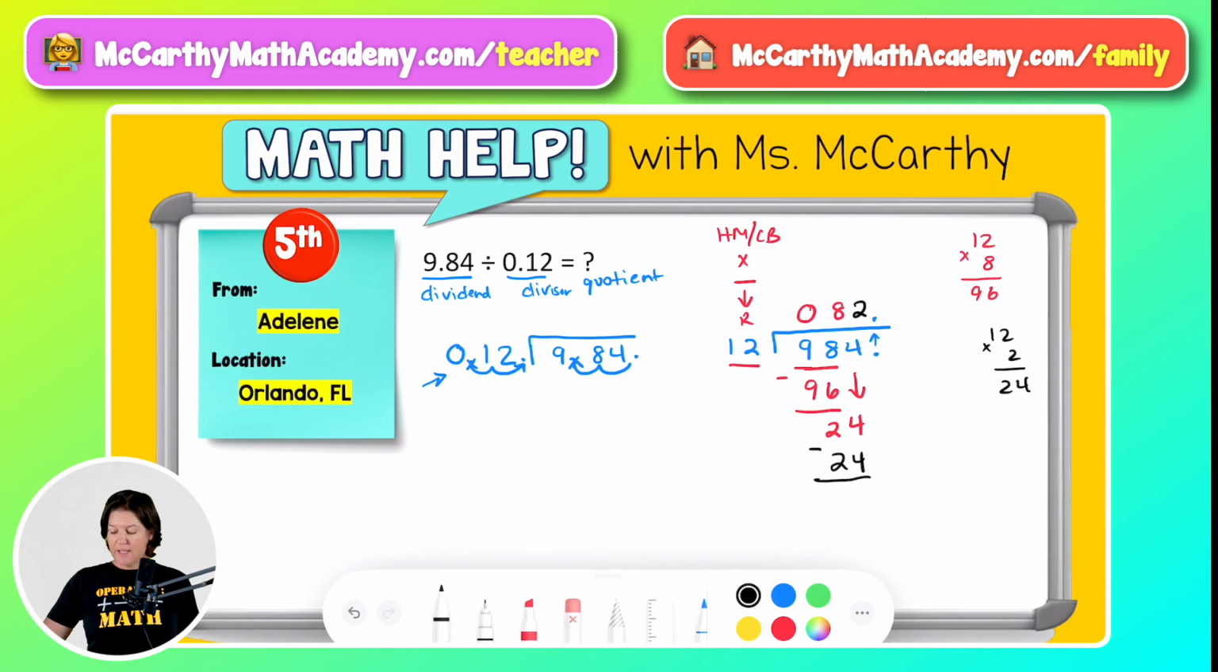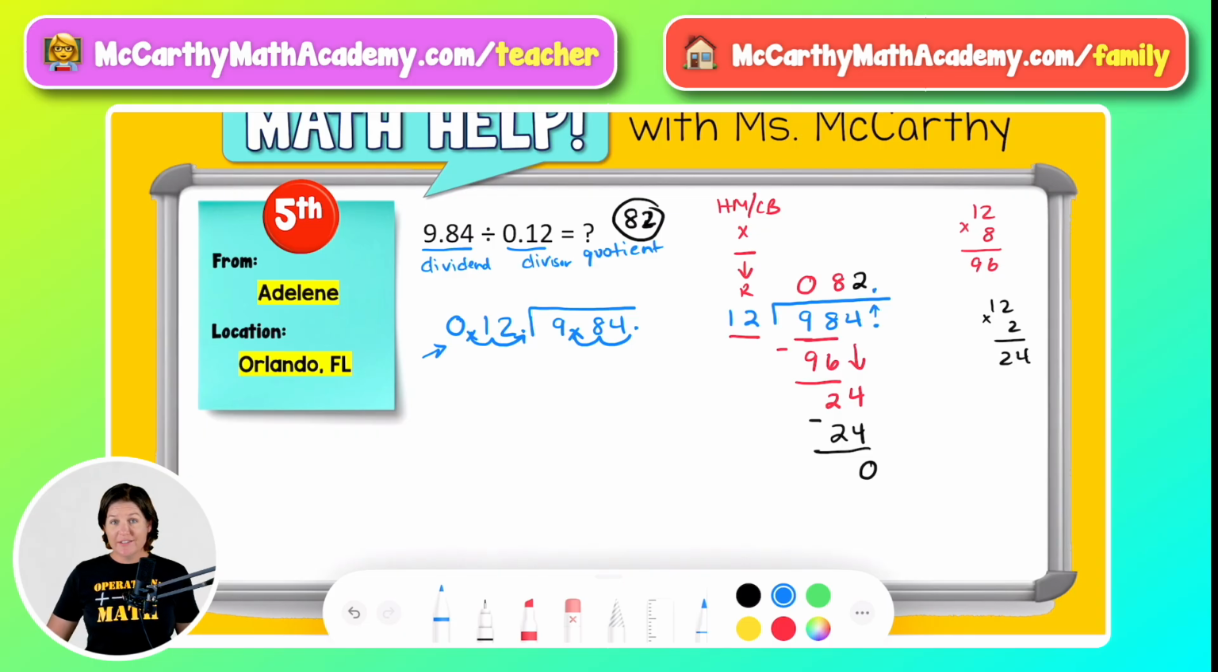Let's subtract. And 24 minus 24 is 0. That is awesome. So our quotient would be 82 with the decimal point, but really just 82 wholes. So 9 and 84 hundredths divided by 12 hundredths equals 82. Let's go ahead and check this using the inverse operation of multiplication. So I'm just going to work my way backwards to check it.